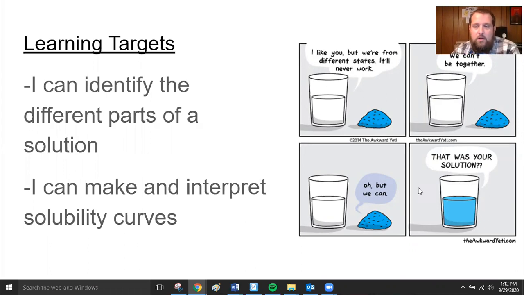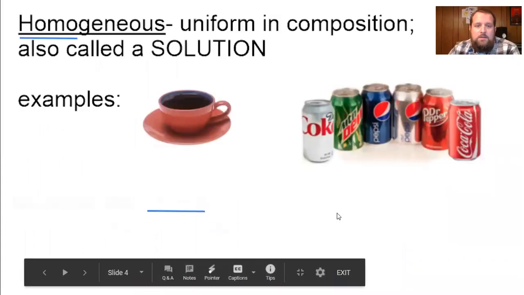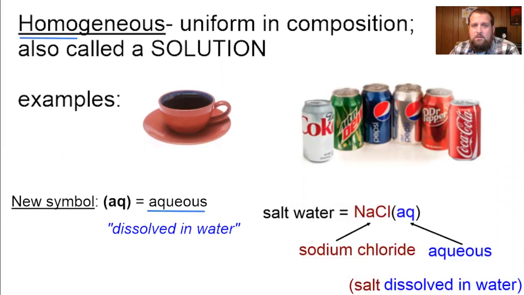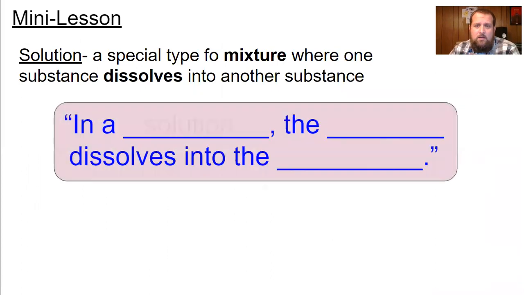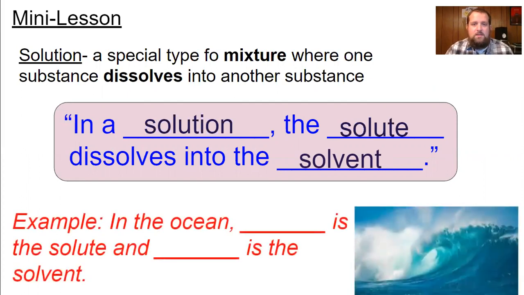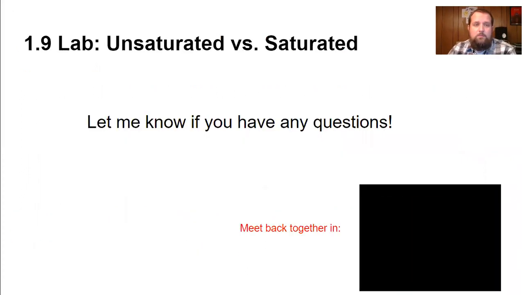So the targets for today, remember, I can identify the different parts of a solution, and I can make and interpret solubility curves. So just as a reminder, solutions are homogeneous unless they're saturated and have chunks at the bottom. Also remember the vocab solute and solvent. In a solution, the solute dissolves into the solvent. So salt is the solute and water is the solvent.